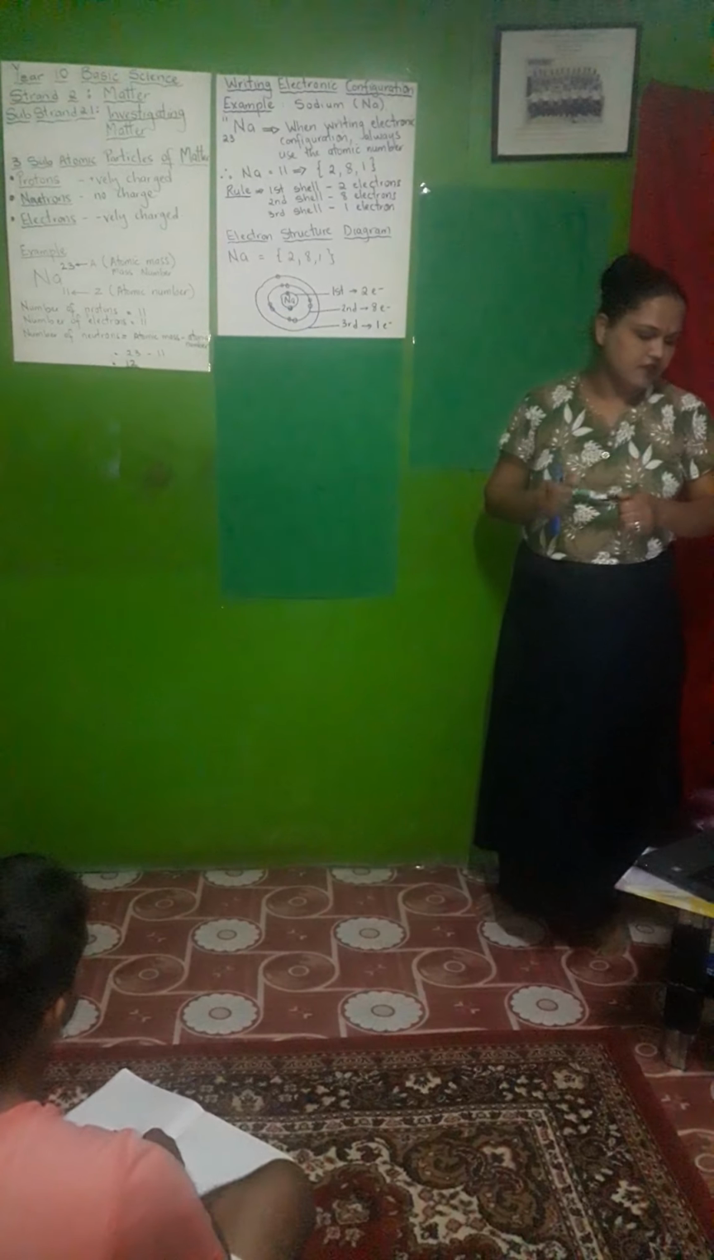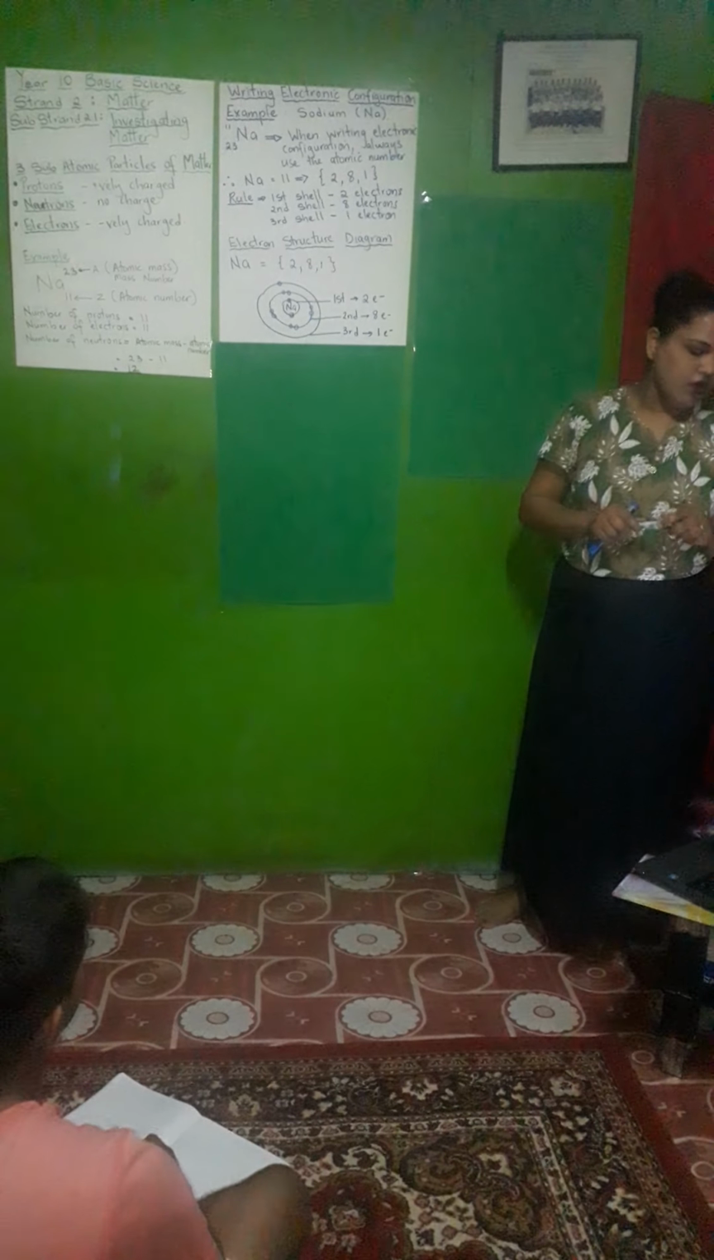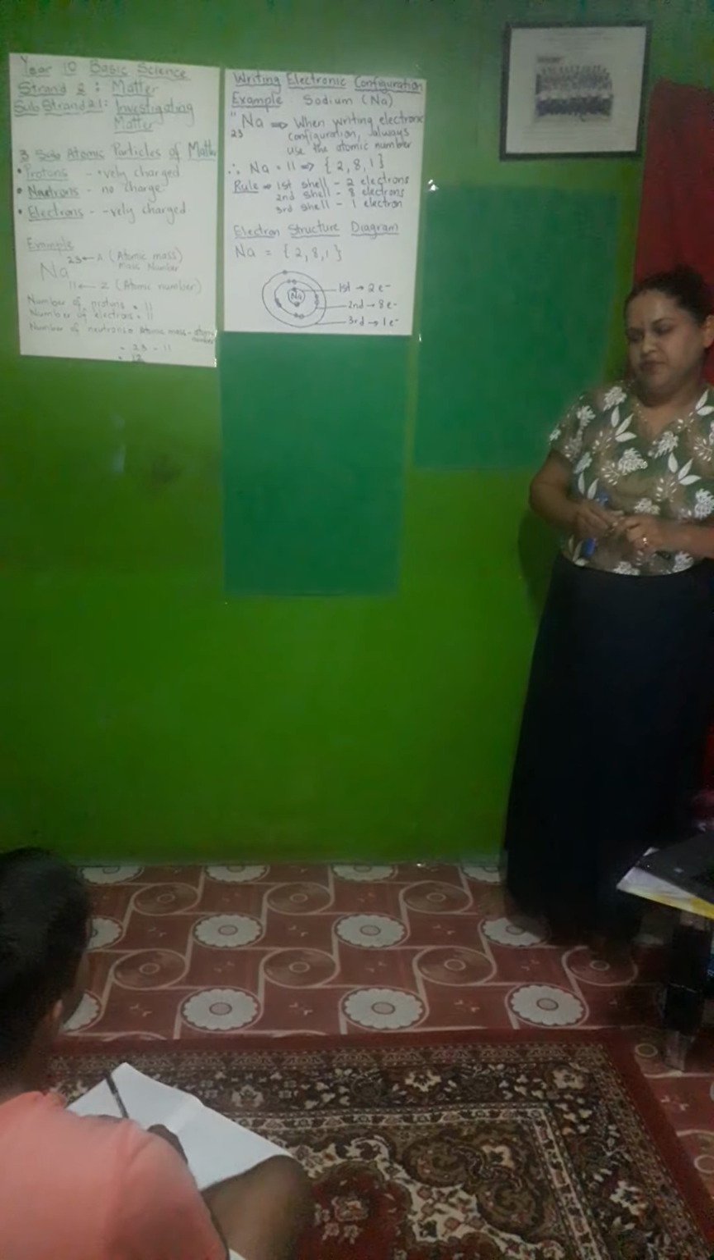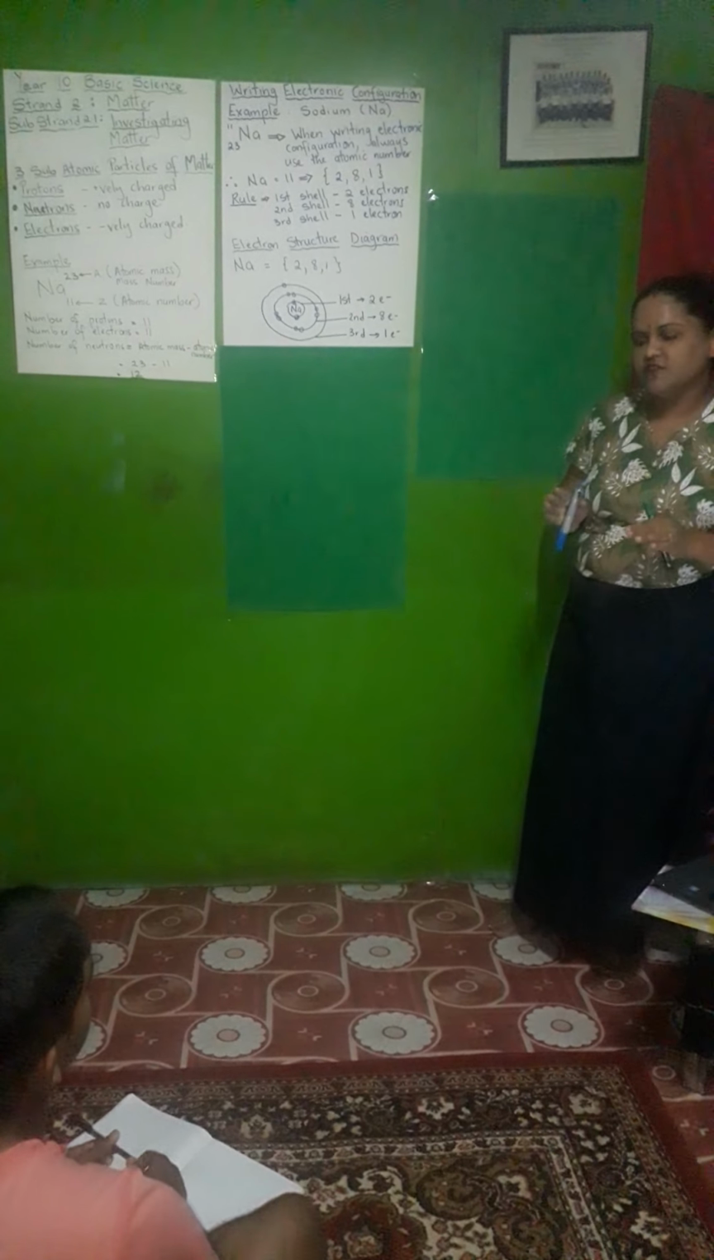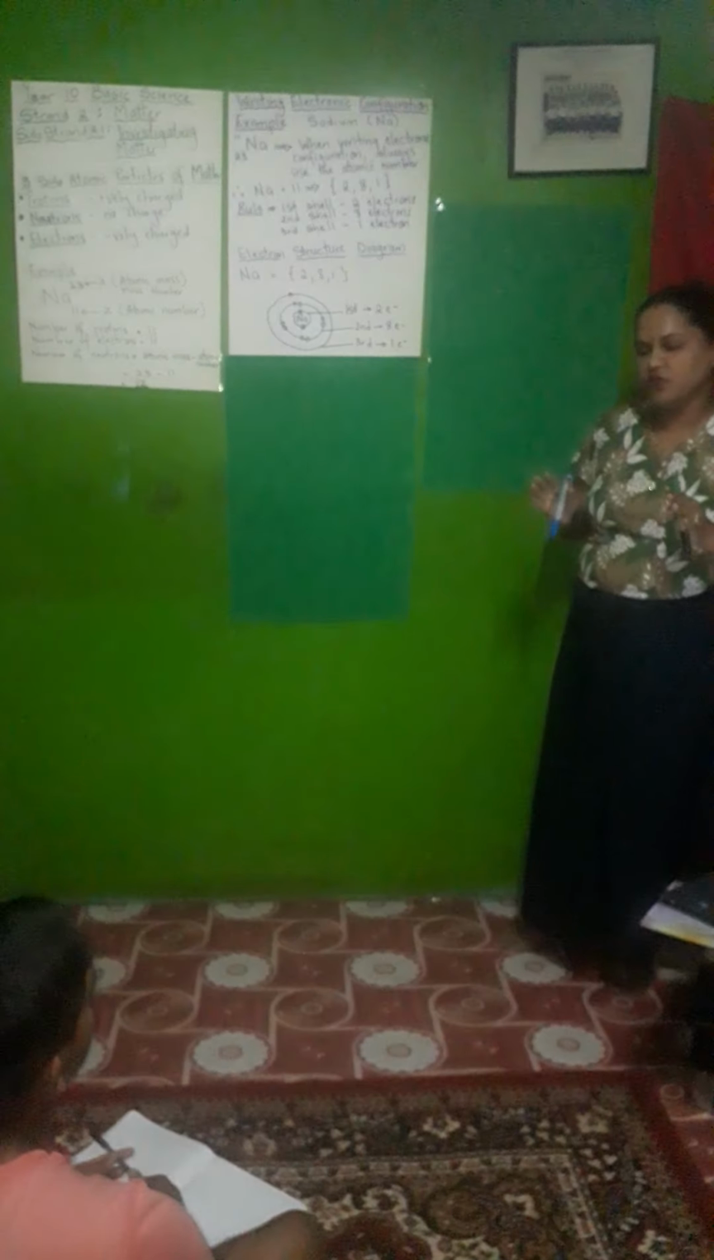The elements are arranged in the periodic table in ascending order of atomic number, so it is easy to find the name and symbol of an atom if you know the atomic number. If we look at the table, first of all, you have to know the first 20 elements.